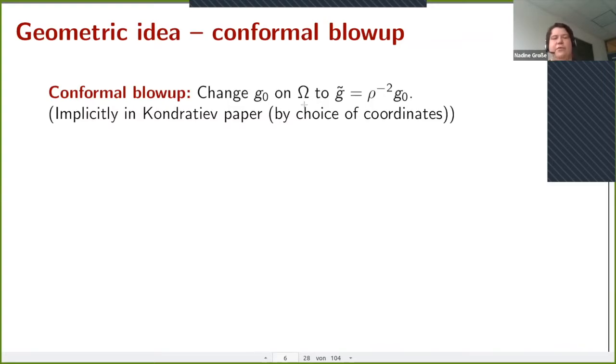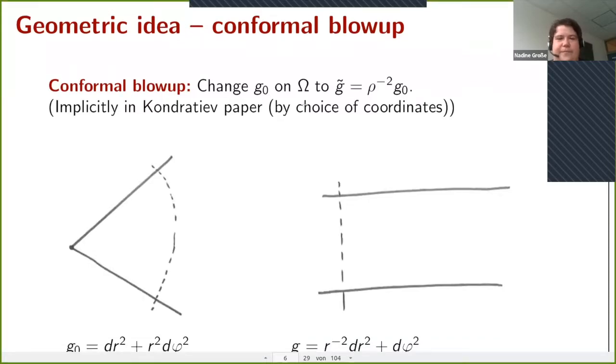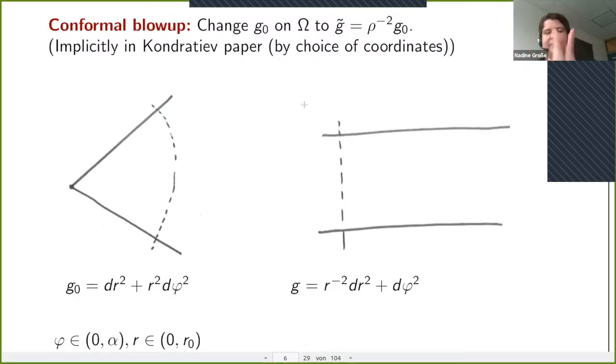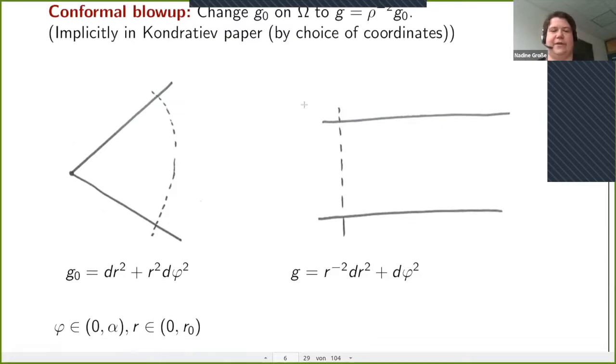And I mean, that's not a new idea. That's done in several contexts. In particular, if you read the original Kondratiev paper and you interpret it in the right way, then more or less that's how it's done there. It's implicitly in the choice of coordinates there. So why do you want to do this? For corners in a polygon, it's easy to understand why this is a good idea.